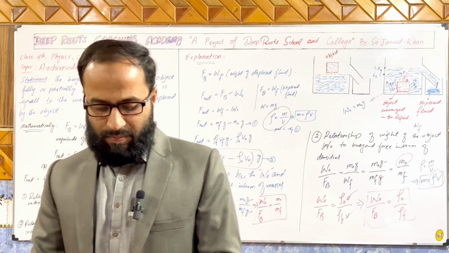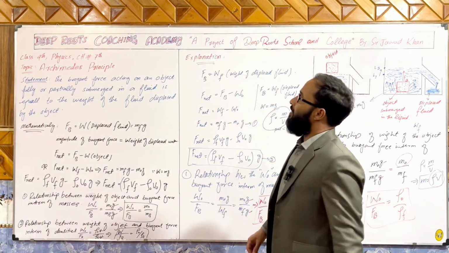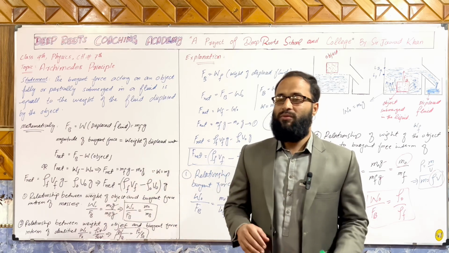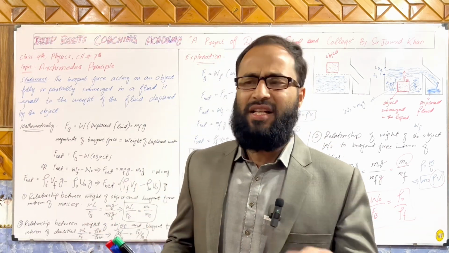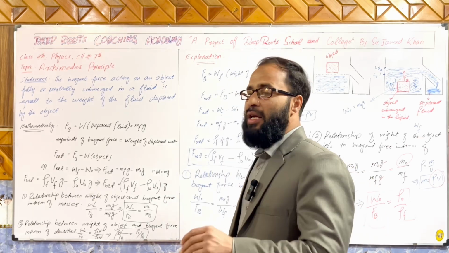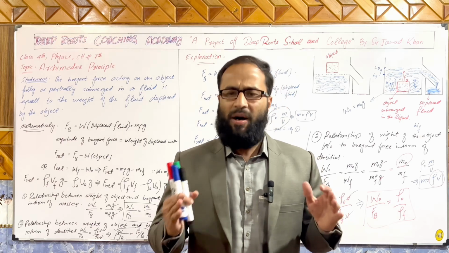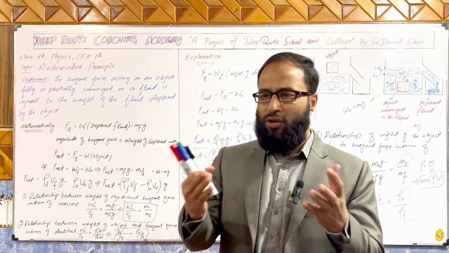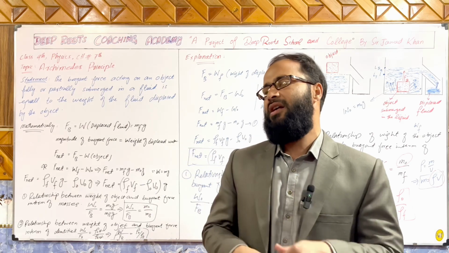Due to Archimedes principle, we can say that the buoyant force on an object will always be equal to the weight of the displaced water. That is a very simple principle. The more water or liquid is displaced by the object, the more will be the weight of the fluid and the more will be the buoyant force on that object.